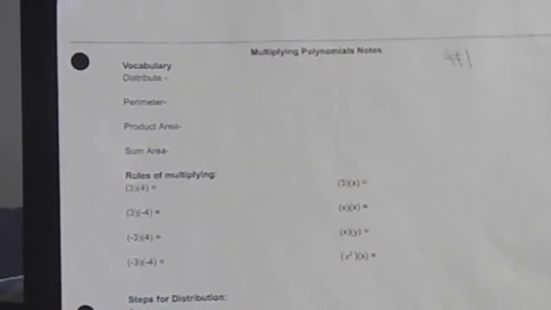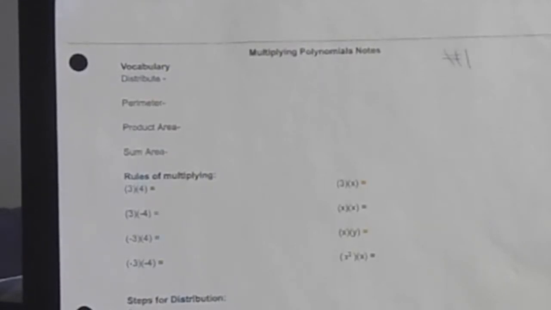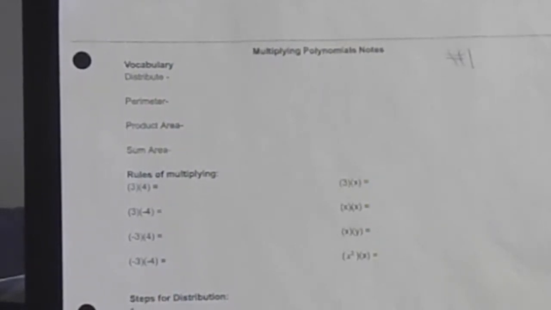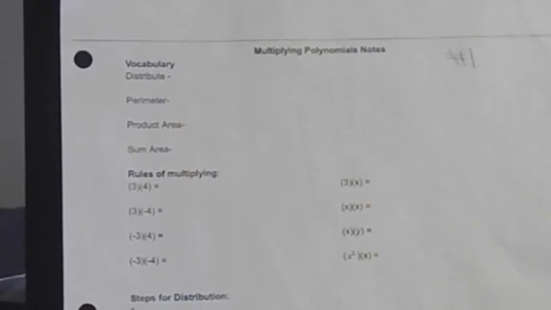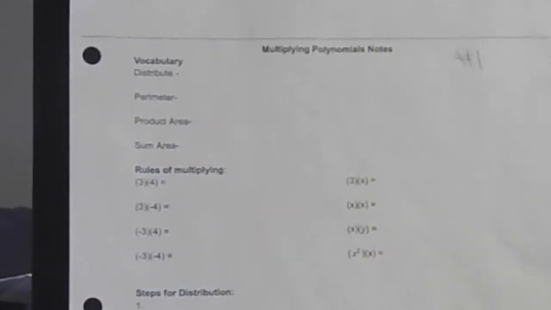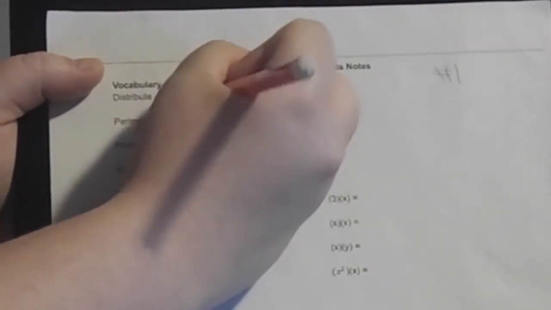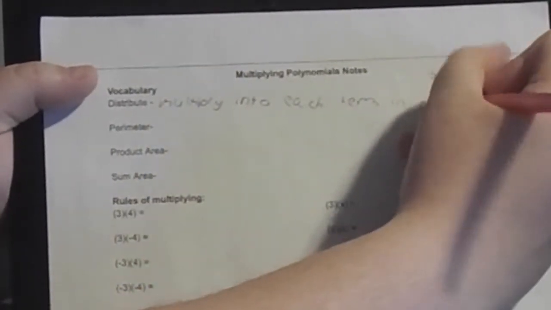So we're going to multiply polynomials, and if you remember, polynomial means multiple terms, because poly means many and nomial means term. And so we will talk about what that means briefly. But first, remember the word distribute. Distribute is just the big word for multiply, but it means you're multiplying into a parentheses. So you multiply into each term in a parentheses.